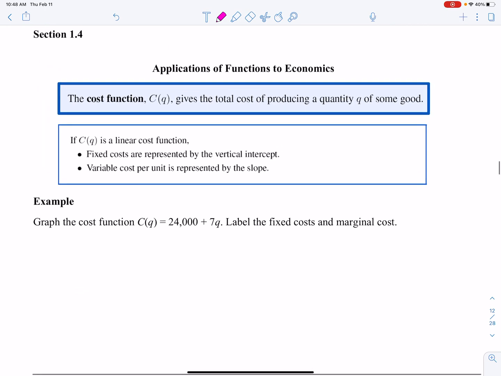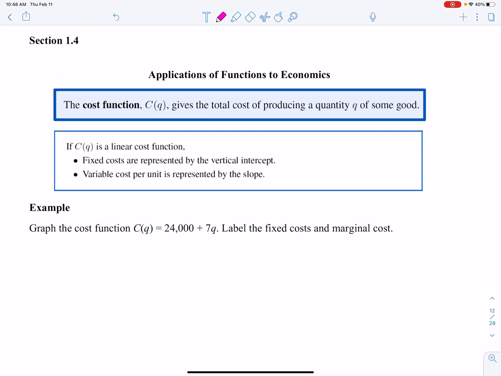All right, so let's see. Last section for today, 1.4. Applications to functions of economics. So the cost function, C of Q. Q is the number of units. C of Q gives the total cost of producing a quantity Q of some good. Q, number of items. So this little bit right here is important.